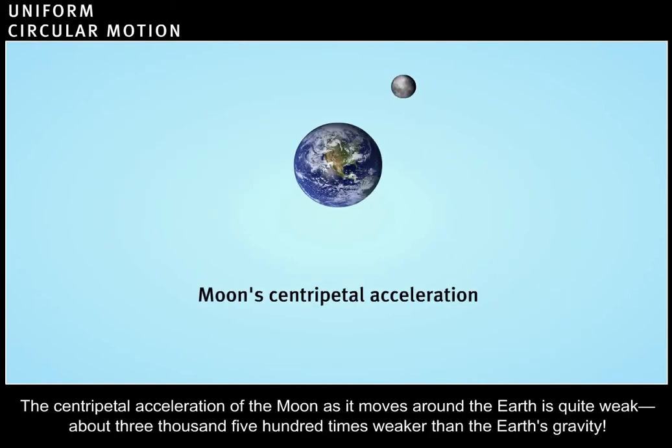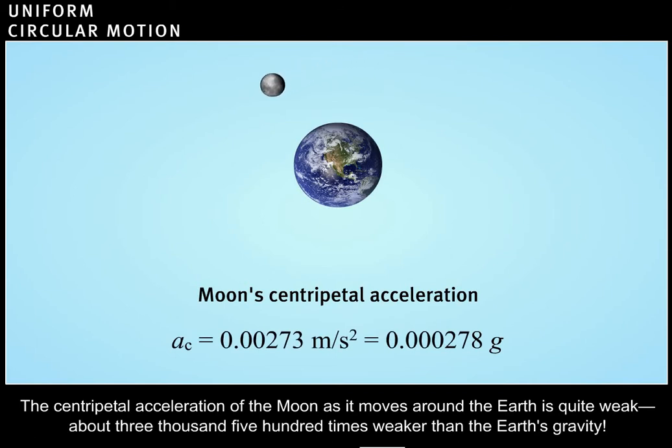The centripetal acceleration of the Moon as it moves around the Earth is quite weak, about 3,500 times weaker than the Earth's gravity.